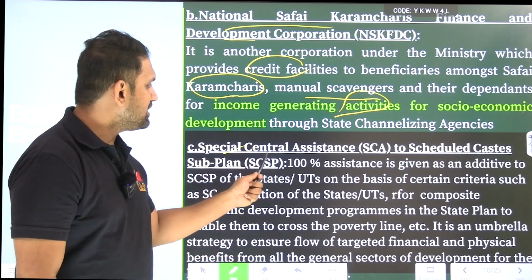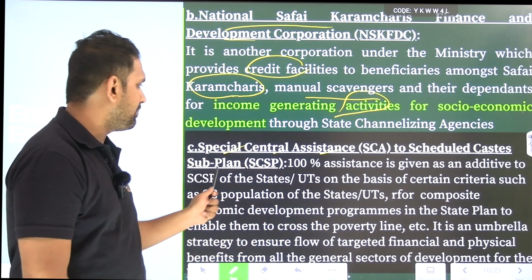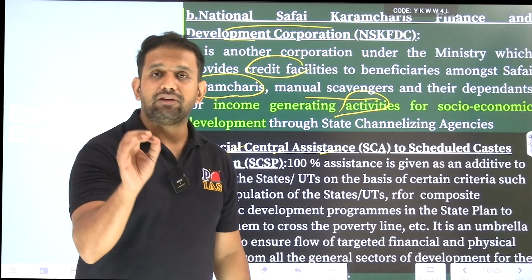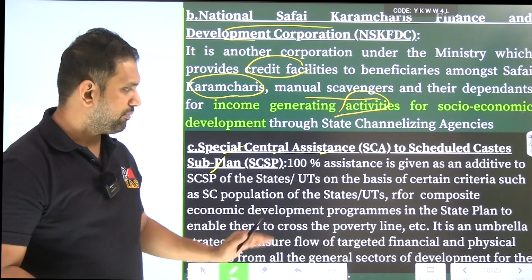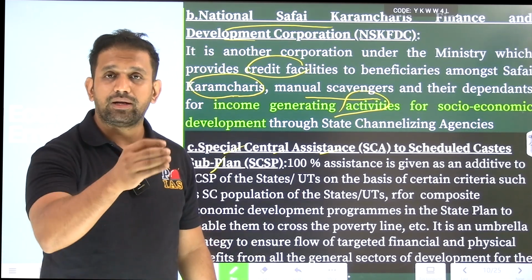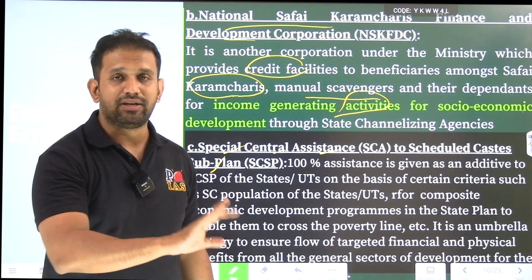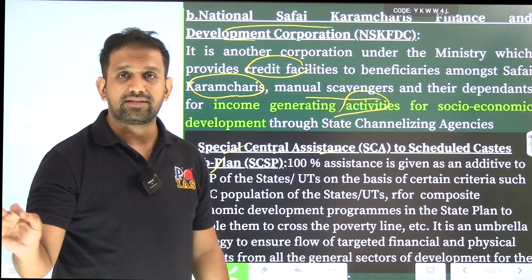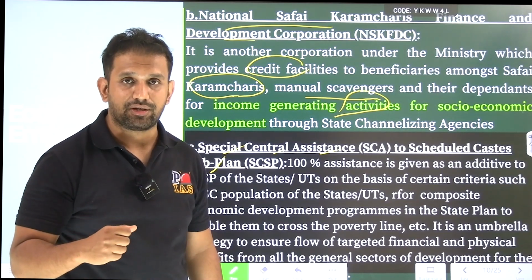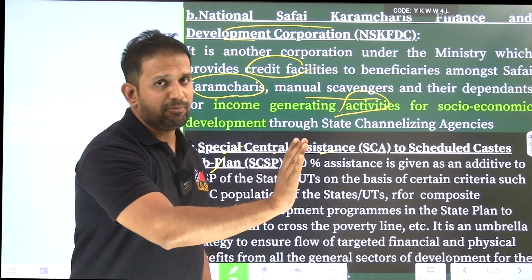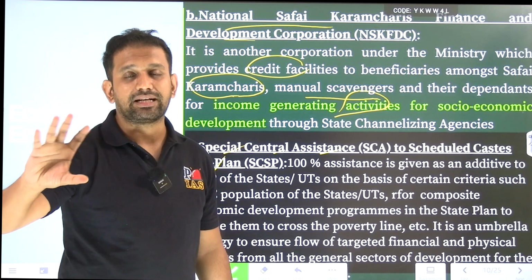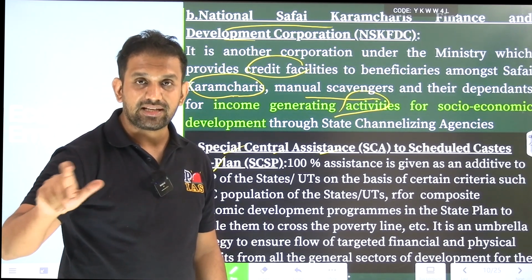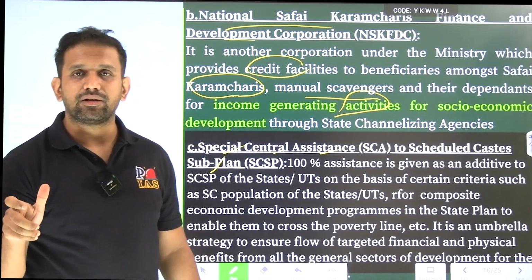Okay. Special central assistance to scheduled caste subplan, 100%. If I tell you, no need to read about all of these things. In a state government, Telangana state government, SC we are having. In SC, ST subplans also we will have during the budget. Means the budget for everyone will be different. Some part of the budget will be considered as SC subplan, ST subplan.